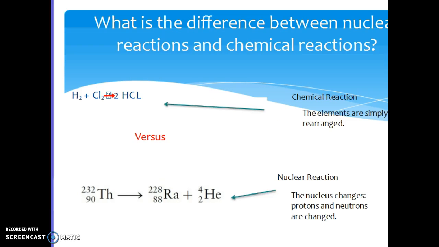Okay, the difference between nuclear reactions and chemical reactions. With a nuclear reaction, your nucleus is actually going to change. The amount of protons and neutrons are going to change. So this is why these are considered nuclear, because the nucleus changes. Whereas in a chemical reaction, your products are going to be just a rearrangement of your reactants.